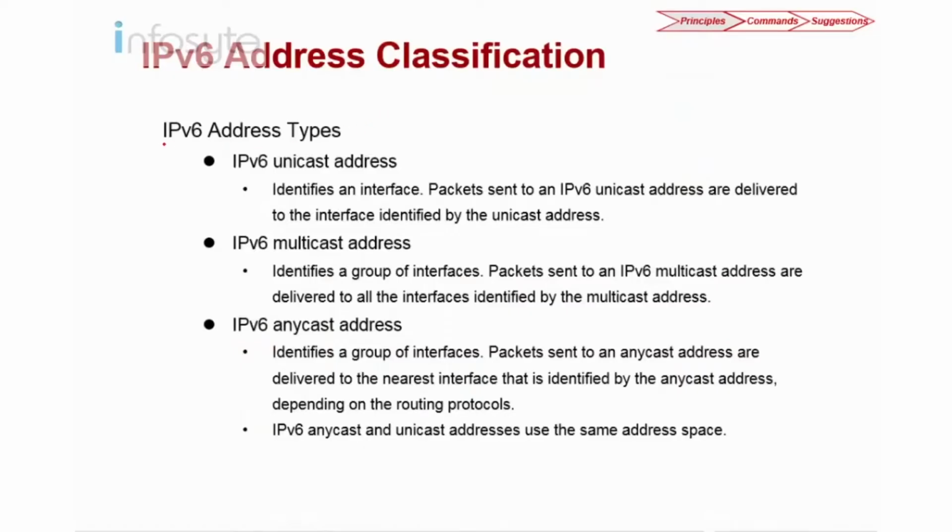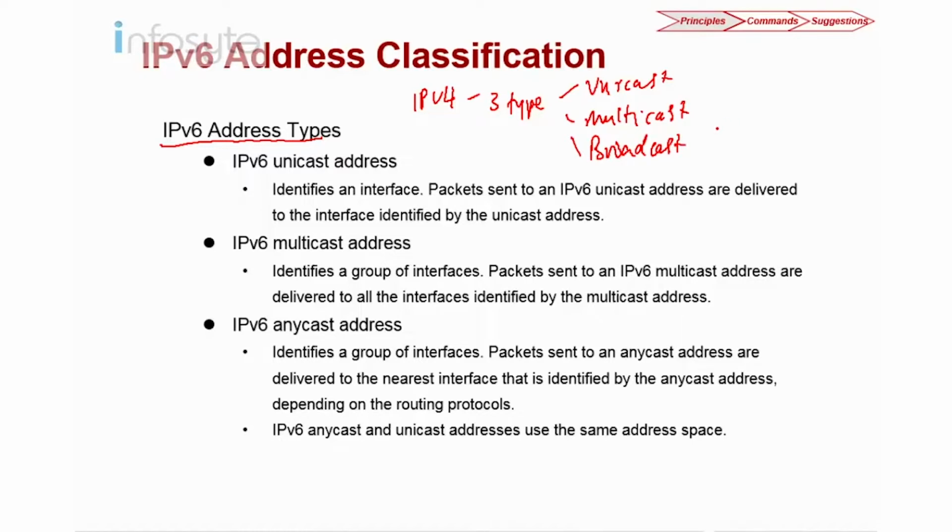Now on the IP address types, before we move on to IPv6 address types, let's do a bit of revision on IPv4. In IPv4, we have three types of classification: unicast, multicast, and broadcast. Unicast is one-to-one, multicast is one-to-many, and broadcast is one-to-everyone. This is what we have in IPv4.